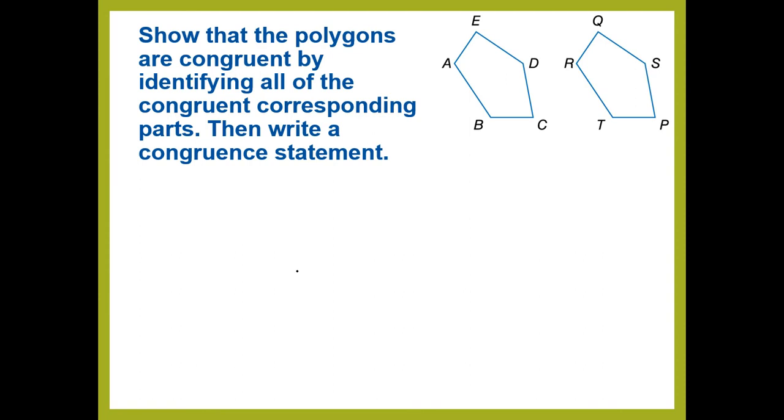Now we just proved congruence for 2 triangles. However, we can do this for other polygons as well. So this says to show that the polygons are congruent by identifying all of the congruent corresponding parts, then write a congruence statement.